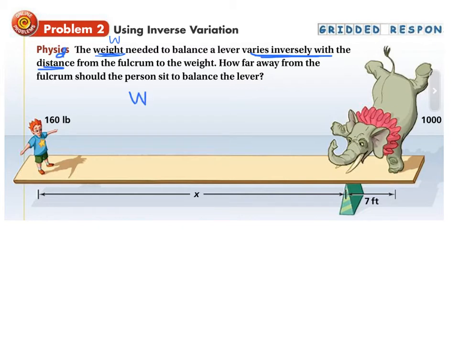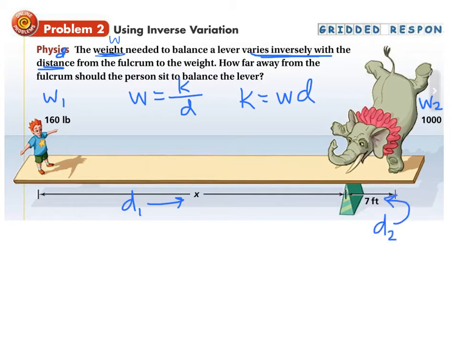So the weight varies inversely with the distance. If I go to solve that for k, I have w times d. That's how we rearrange it: multiply both sides by w, w times d. So when you have a problem like this where you have two sets of numbers, here we have weight 1 and distance 1, which is going to be our x, and weight 2, which is our 1,000-pound elephant, and distance 2, which is our 7 feet.